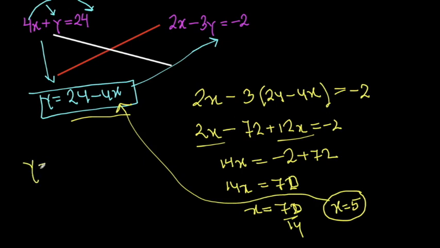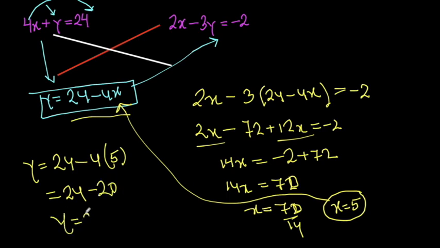So y is equal to 24 minus 4 times 5, and if you solve this, you will get 24 minus 20. So y is equal to 4. Okay, so x is equal to 5 and y equal to 4. What does it mean? It means that the point of intersection is 5 comma 4, and this method is known as the substitution method, which will be used in every problem.